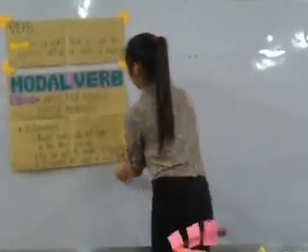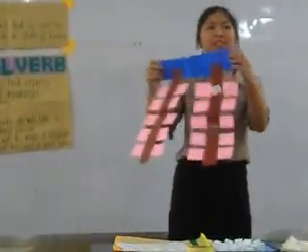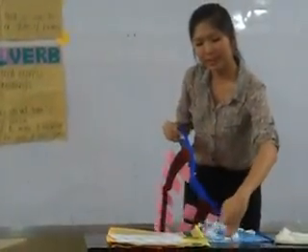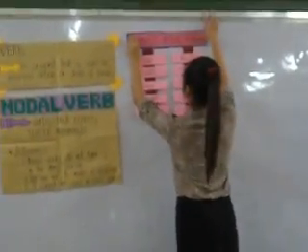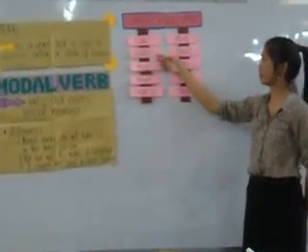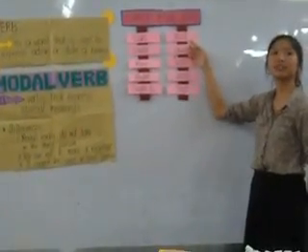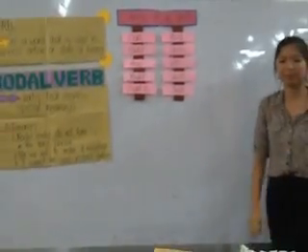Emily, please read the definition. Modal verbs: verbs that express special meanings. Okay. I have here the list of common modal verbs that we use in English. I will read and then please repeat after me. Okay, first, can, could, may, might, ought to, must, should, will, would, shall.